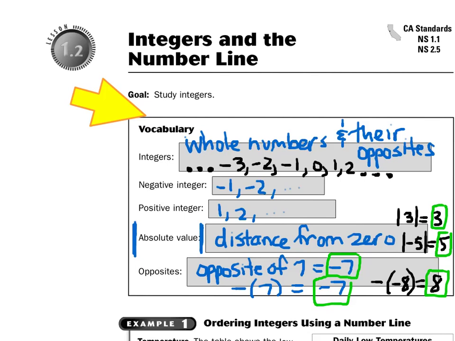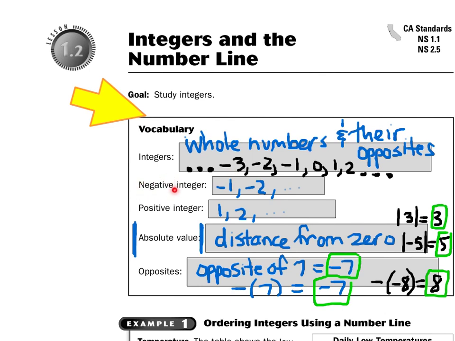Hi, let's look at integers and the number line today. The first vocabulary word is integers. Integers are all of those whole complete numbers that you grew up learning. A whole number, for example, is 0, 1, 2, 3, and their opposites. So 0 does not have an opposite, but 1 has an opposite of -1, and 2 has an opposite of -2. And 3 would have an opposite of -3, and so on.